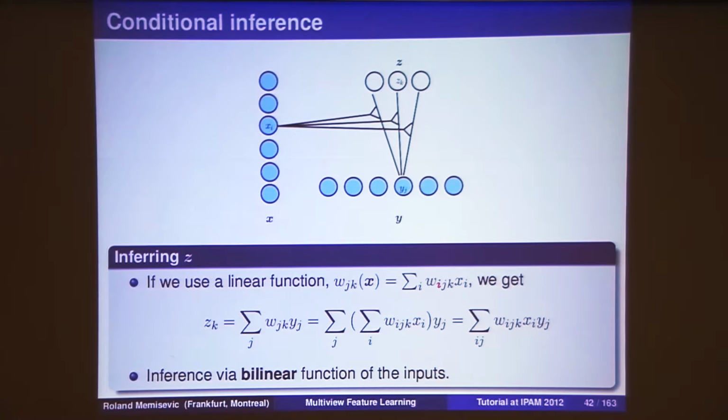So for every wjk, now we need a set of i's to weight all the x's to define our linear function for this guy. And of course, we can do that for all those guys in here. So we just do that for every parameter in our sparse coding model. And then we have a conditional model.